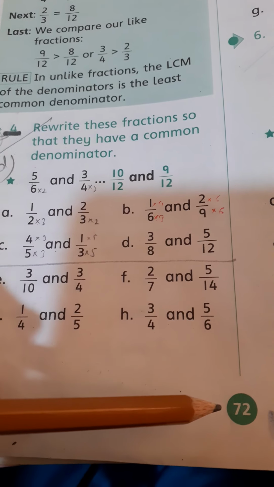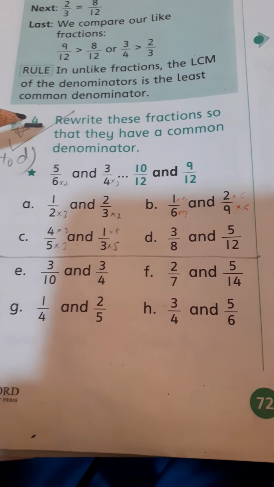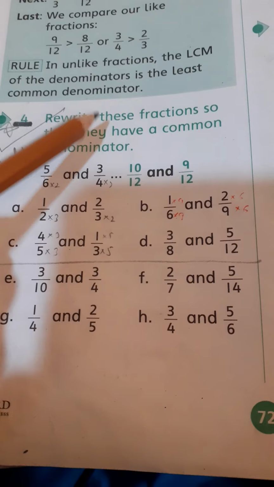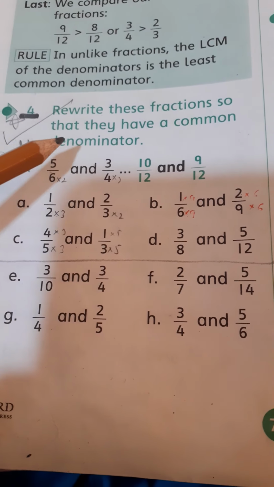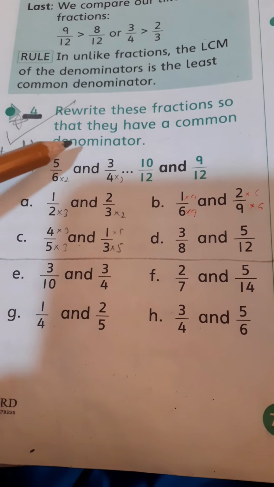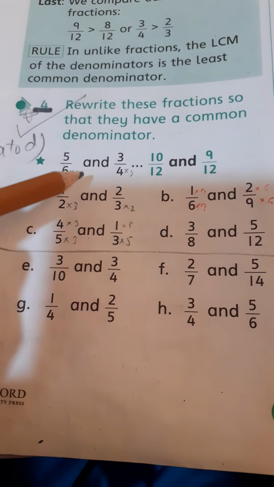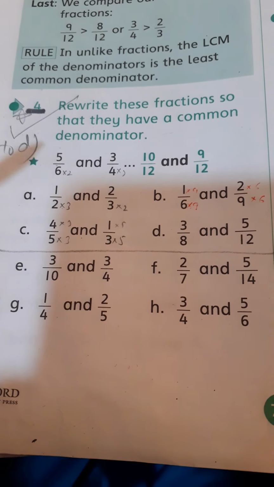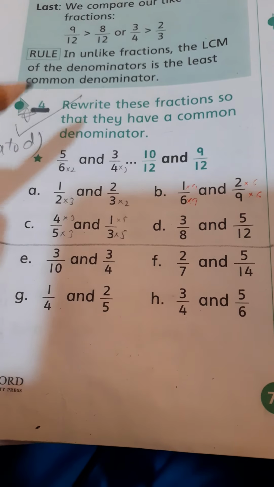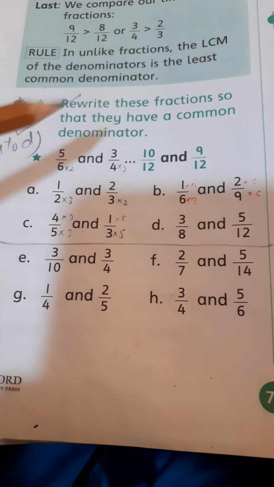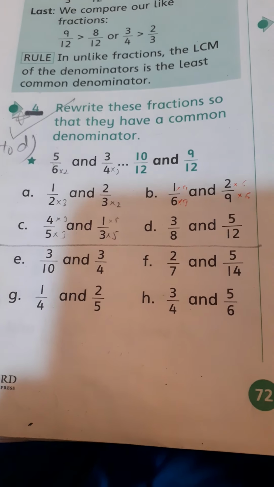Open the book, page number 72. Question number 4: Rewrite these fractions so that they have a common denominator. We want to write the common denominator. Okay students, rewrite these fractions so that they have a common denominator.